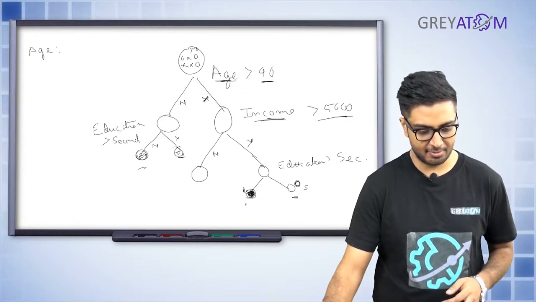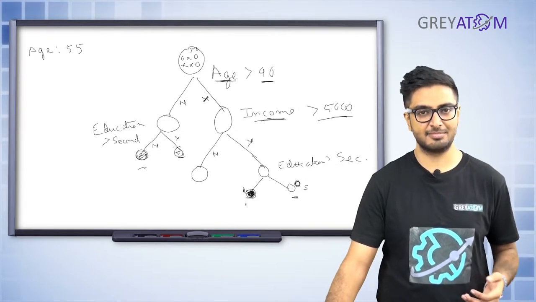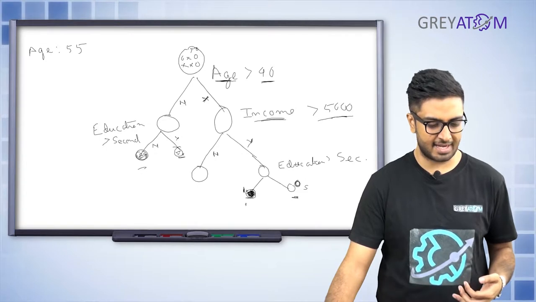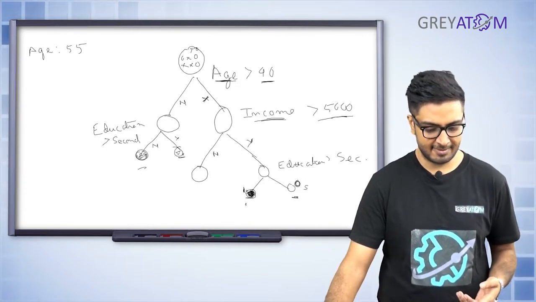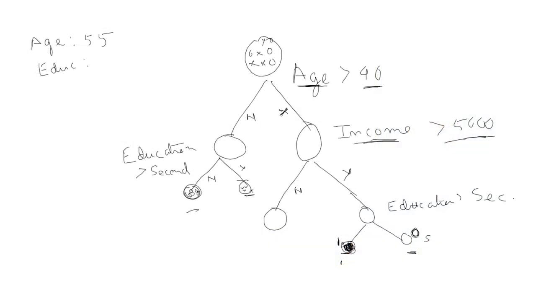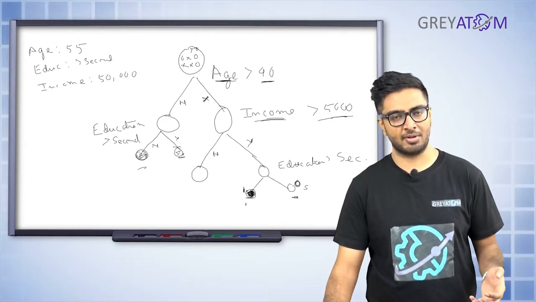So now let's say a new customer comes into the bank and he wants to apply for a loan. And let's note down some of his features. So his age is 55. His education is, say, greater than secondary, and his income is 50,000, right? So now let's see how you would predict whether to give him a loan or not.